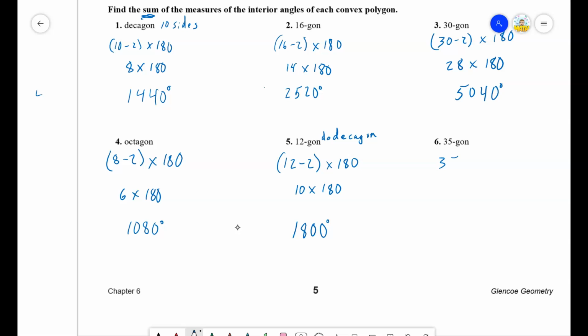And then finally, we take 35 minus 2 times 180. 33 times 180. It would be very hard to draw that. 33 triangles in there. 5,940 degrees.